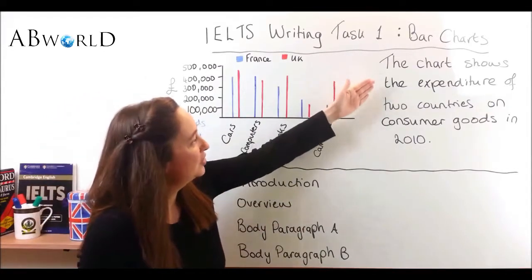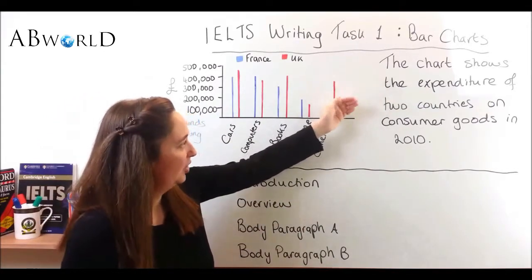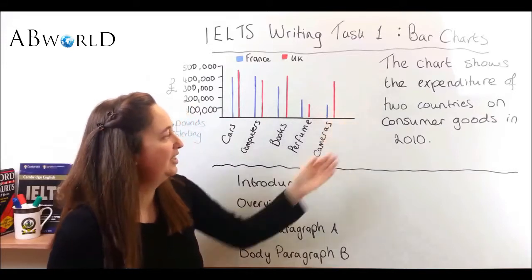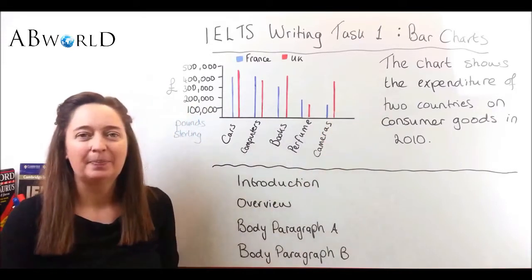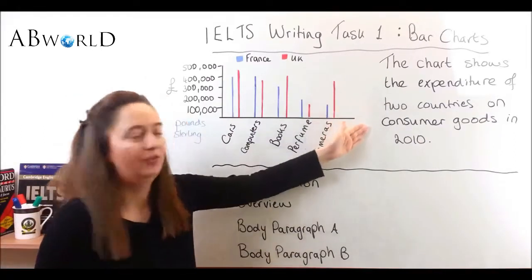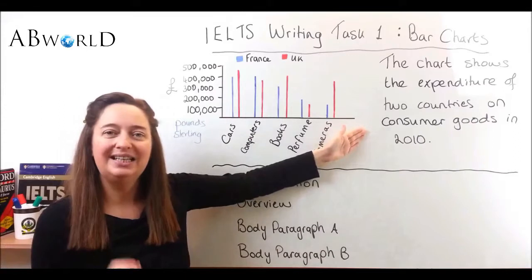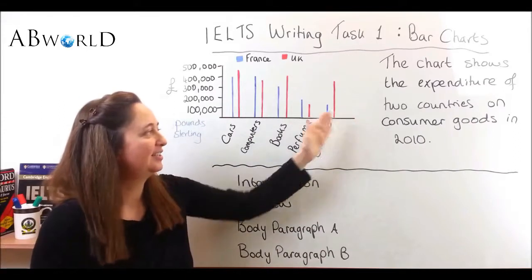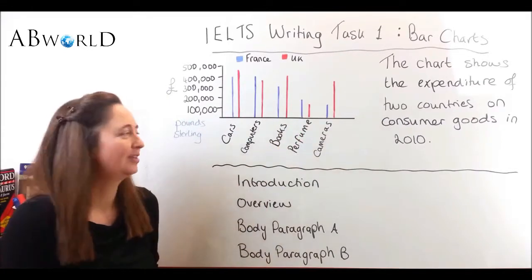The chart shows the expenditure of 2 countries on consumer goods in 2010. IELTS will always give you a description of the chart, and this is key information that you need to read to understand the meaning of your bar chart.